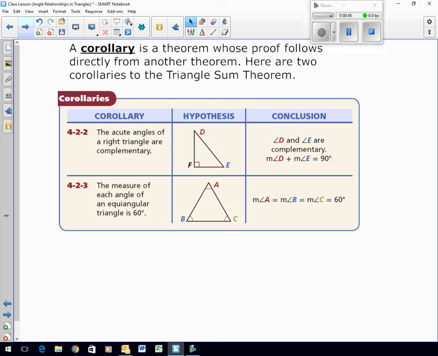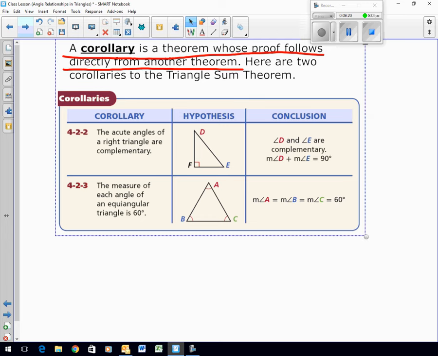Here's what you need to write down about a corollary. A corollary is a theorem whose proof follows directly from another theorem. As a textbook definition, it's not really anything that you need to memorize. It's just a word we're going to be throwing out so much, corollary, that it's a good word to know in your vocab. Okay?